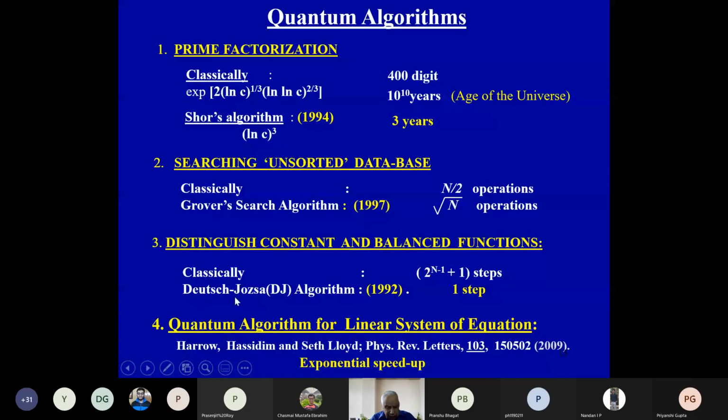There is a certain class of functions which are either constant or balanced. Classically, it takes several steps to distinguish the constant and balanced functions. But Deutsch and Jozsa, it's called the DJ algorithm, in 1992 demonstrated that it can be done in a single step. A quantum algorithm for linear system of equations was demonstrated by Seth Lloyd and his colleagues, and they showed that the quantum computer gives an exponential speedup.